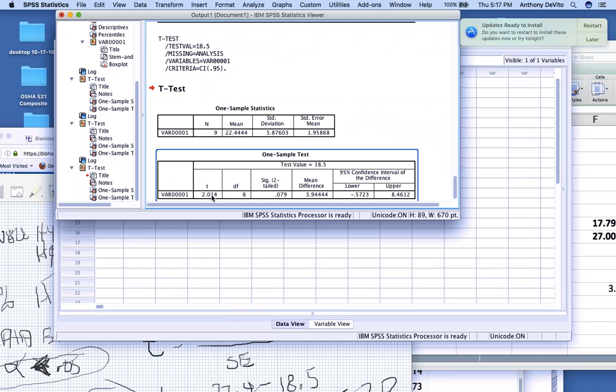Our t-value is 2.014. I'm doing some rounding, remember. So it's 2. Our degrees of freedom is 8. What is our significance or p-value? It's 0.079. It's bigger than 0.05. That means my chances of being wrong, if I reject the null hypothesis, my alpha error, is 7.9%. I can only accept a 5% chance of being wrong.